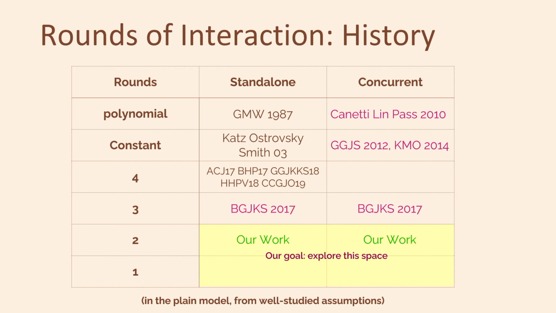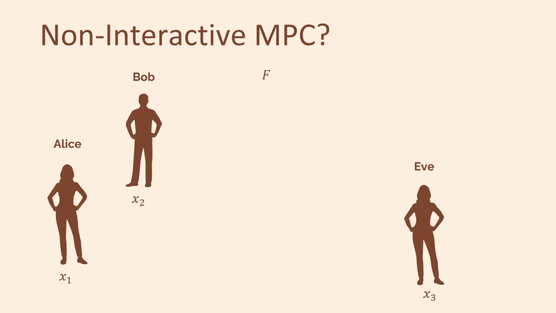As a first step towards this, I can tell you that we achieve a 2-round concurrent secure MPC protocol in the plain model. So now the only thing that's left is 1 round. So is 1 round even possible? It turns out that the answer is no, and there's actually a very simple argument that can be used to show this, and I'll explain this to you now.